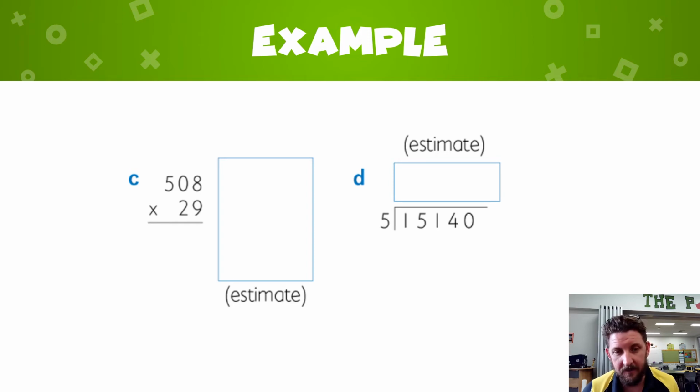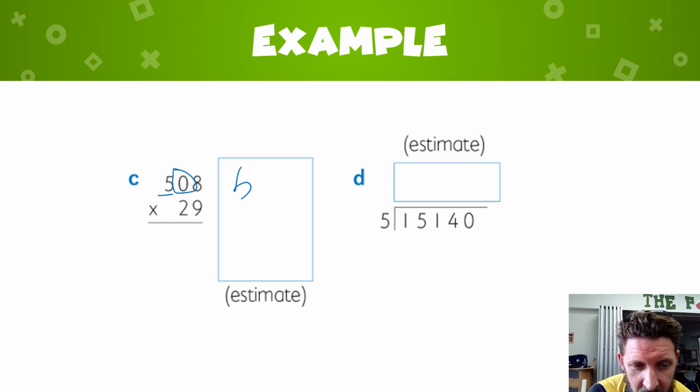We're going to do the same thing here with our multiplication. I look again and I say, okay, top number. I'm going to round to the closest 100. So I'm going to underline my hundreds house, box around the next. I've got 500, multiplied by, I'm going to do tens on this one. I'm going to look at the next house, 9. It goes up to 30.